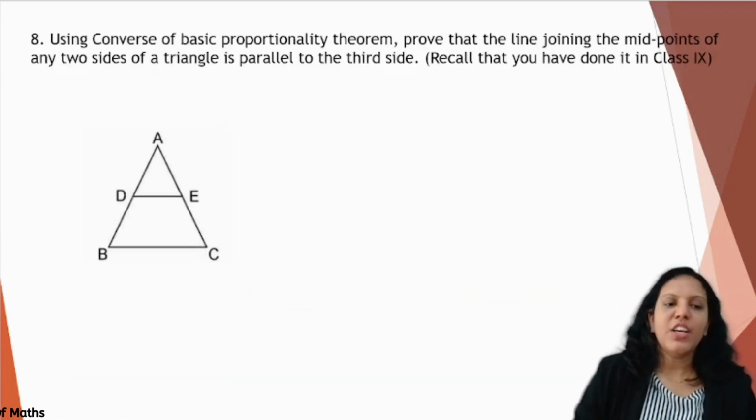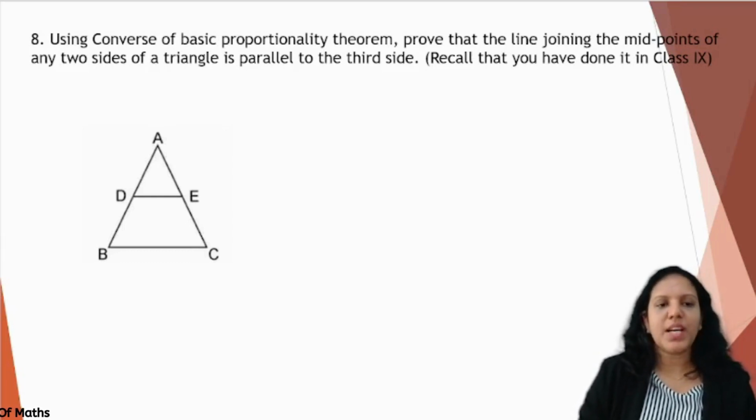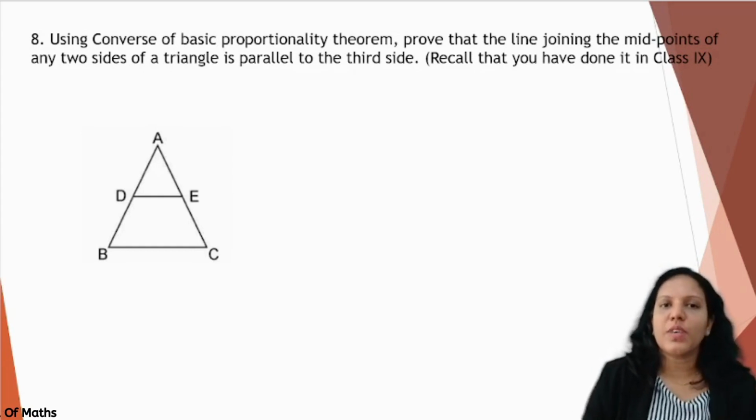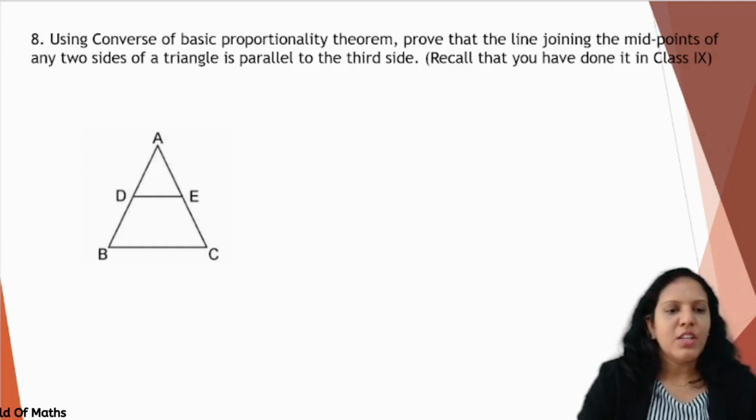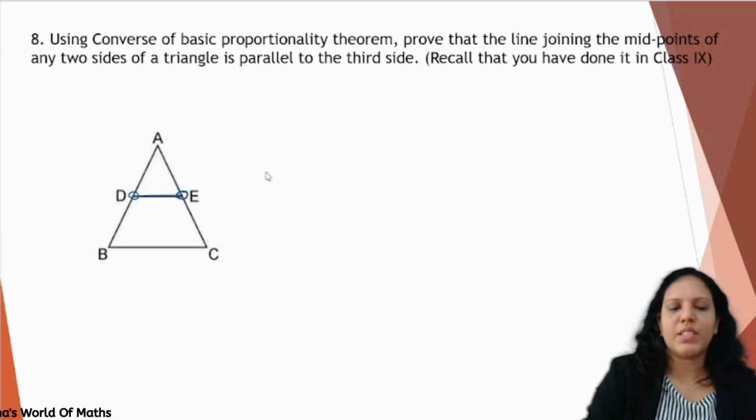Question number 8. Using the converse of the basic proportionality theorem, prove that the line joining the midpoints of any two sides of a triangle is parallel to the third side. This also comes under the midpoint concept which we learned in class 9. Given the triangle ABC, DE is a line drawn through the midpoints of both sides. D is the midpoint of AB and E is the midpoint of AC, which is given.